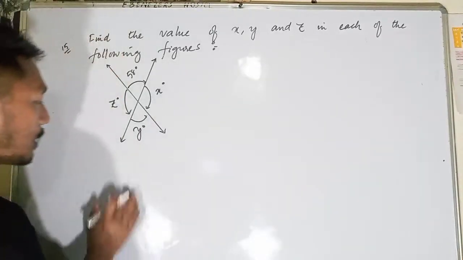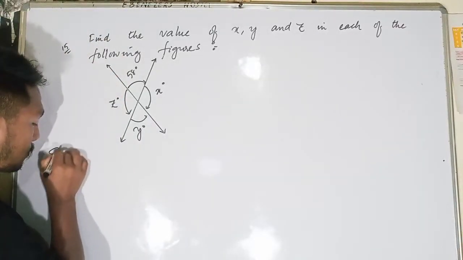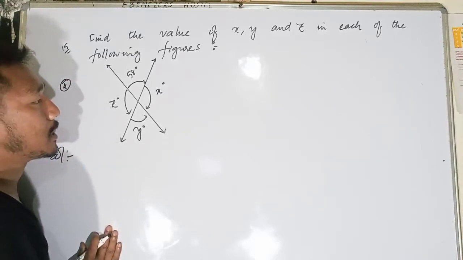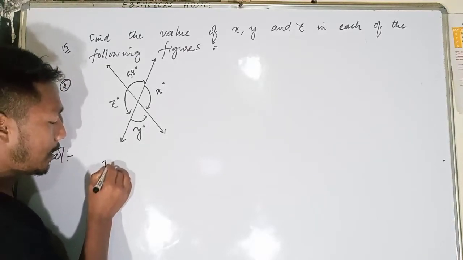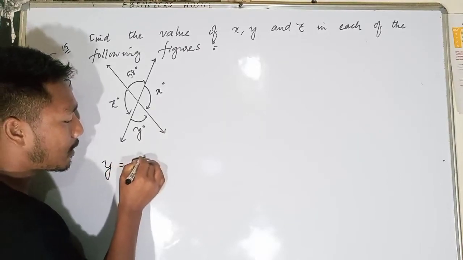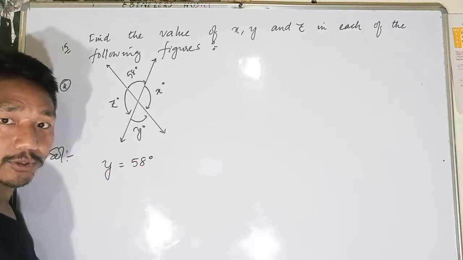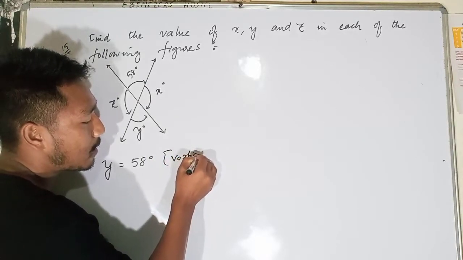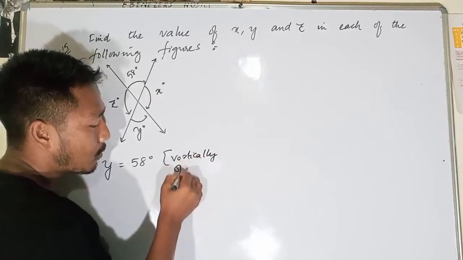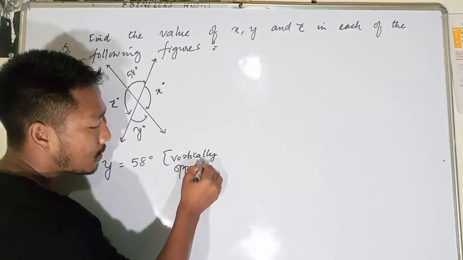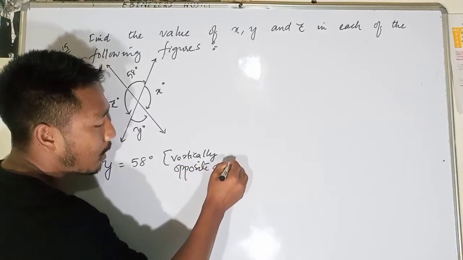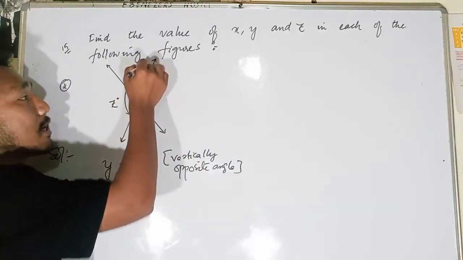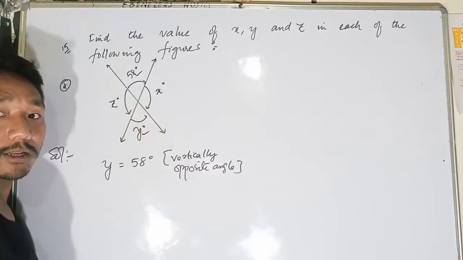So this is our last question, number 15, Roman number 2. Now you see, angle Y and angle 58 will be equal to each other or not? Yes. Why? Because they are vertically opposite angles. Why vertically opposite angles? Because these two lines are intersecting. That means this angle and this angle will be equal.